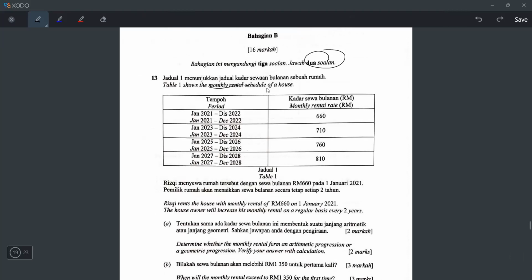Table 1 shows the monthly rental of a house. So these are all rental. So for 1 month, you will pay this amount, this amount, this amount, this amount. But if you look at the period, it's not for 1 month. It's from January 2021 to December 2022. So how many months have passed here? January, it's 2 years, right? Because January 2021, the next year will be January 2022, but it's until December 2022. So it's like 24 months, actually.